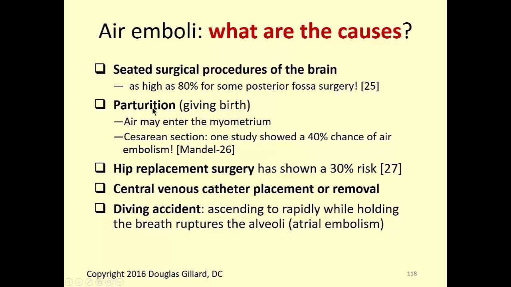But parturition, you should know that word, giving birth. Air can enter through tears in the myometrium and get in. C-sections: one study showed a 40% chance of air embolism after C-section. Hip replacement surgery is a big one, 30% risk factor for PE, or not for PE, for an air embolism. Central venous catheters: cancer patients typically have these lines permanently inserted. They can throw air emboli.